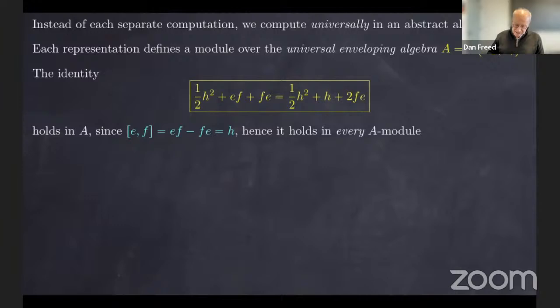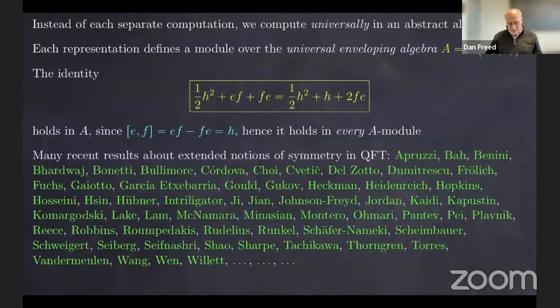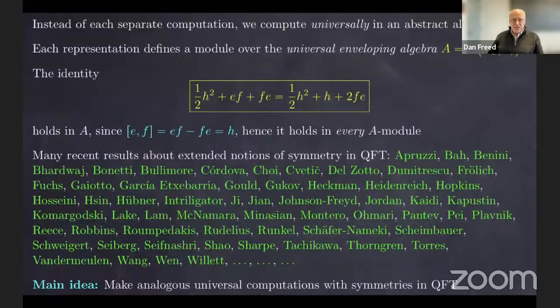So here is a list. I'm sorry if it's not complete, but it's a list of people that have written papers recently, in the last several years, on these kinds of notions of symmetry in QFT. And in many of these papers, you'll find the kinds of computations I just showed you. They won't be matrices, they won't be differential operators, but they're computations in a particular module, if you like, in a particular theory, rather than computations in an abstract place. And so the goal, as I say, is to do that. Make universal computations of this sort with symmetries in quantum field theory.